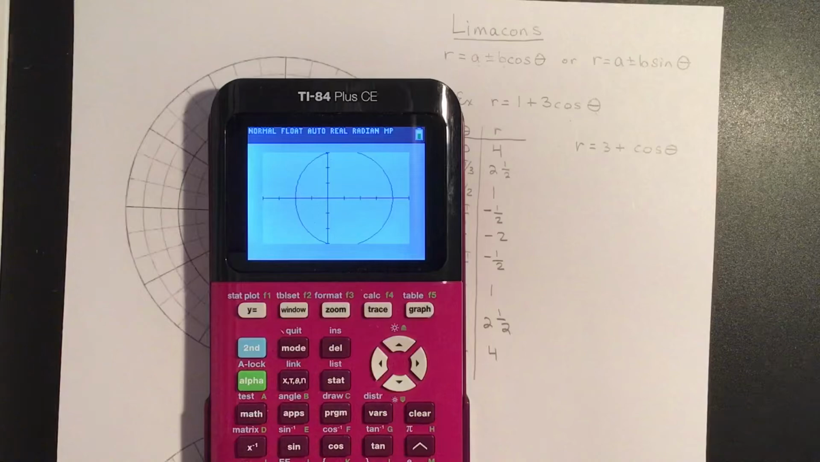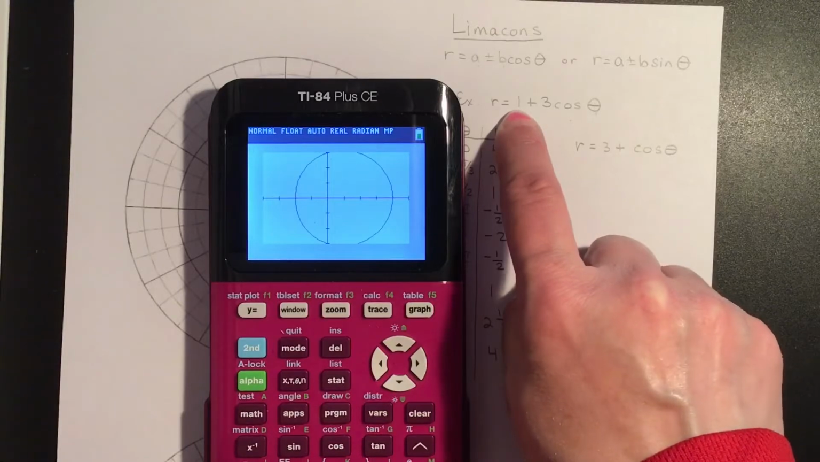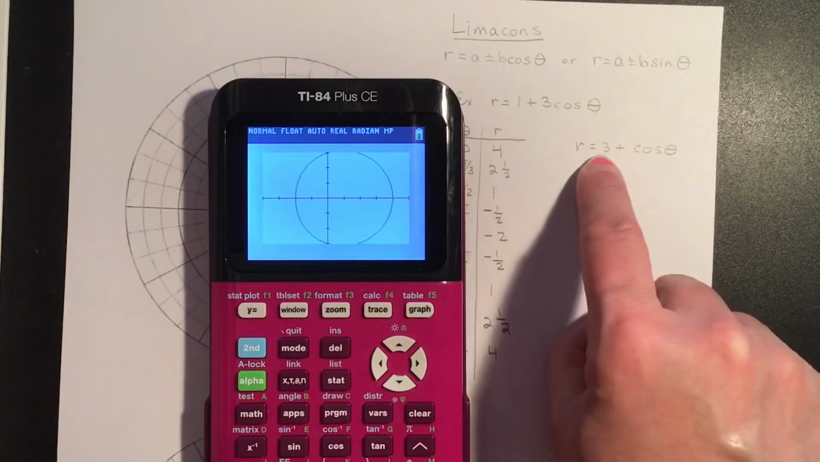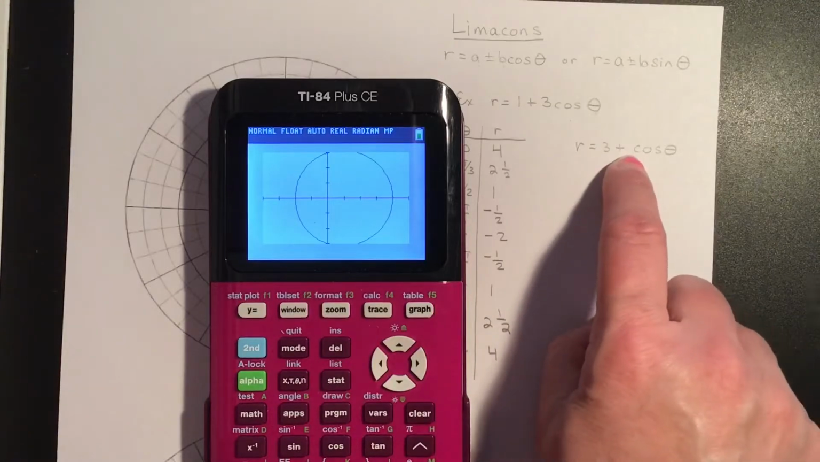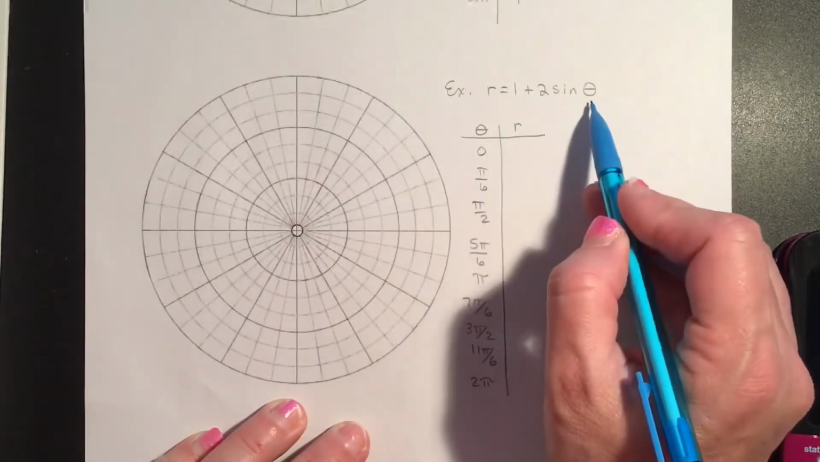That could be like a circle, but the point is, when the constant out here is smaller than the coefficient, you end up with that inner loop. When the constant is larger than the coefficient, you will not have an inner loop. We're going to try 1 plus 2 sine theta.